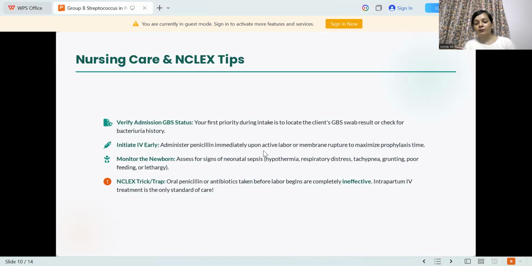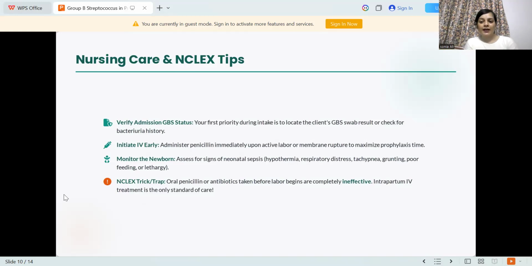Monitor the newborn and assess the signs. We look for signs of GBS in the unit, which is sepsis. First is hypothermia, and after that respiratory distress, tachypnea, and grunting. The patient breathes with a grunting noise, has poor feeding, the baby is not feeding, and after that lethargy. These are critical signs you see in a newborn who has GBS.